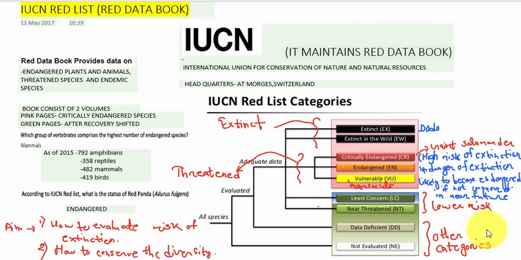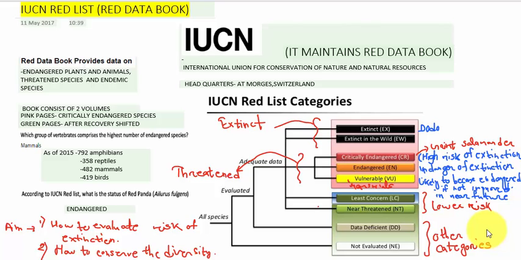So today we will be discussing a very important topic called the IUCN Red List, or it is also called the Red Data Book. Actually the list is present in a book, so it is called the Red Data Book. IUCN stands for International Union for Conservation of Nature and Natural Resources, and the headquarters is at Morges in Switzerland. So the name is Red Data Book or Red List.